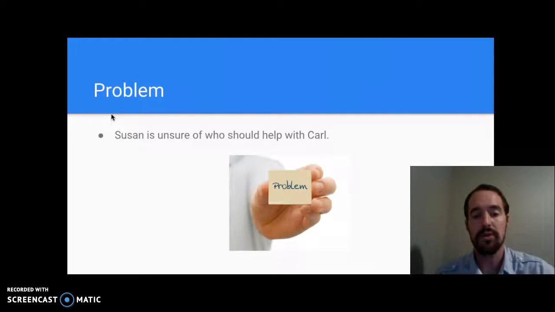Ultimately, the problem is Susan is unsure of who she should help. Who she should have help Carl.